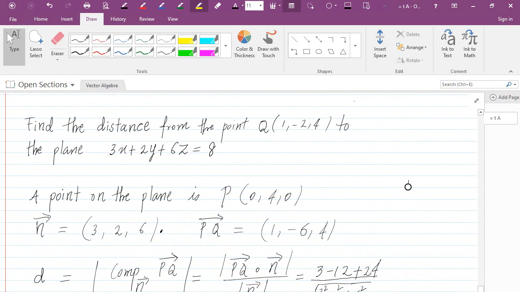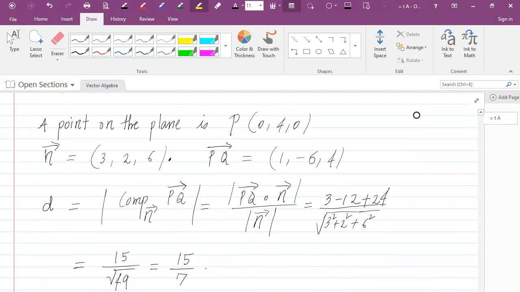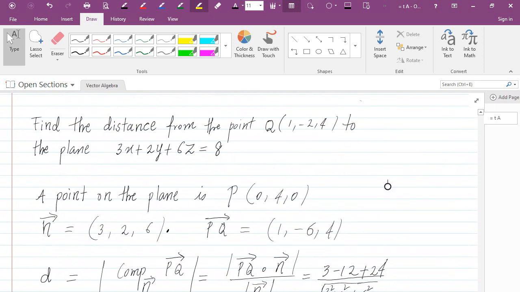Okay, so let's say we want to find the distance between the point Q, which is with coordinates 1, -2, 4, to the plane 3x plus 2y plus 6z is equal to 8. How do we find that distance?